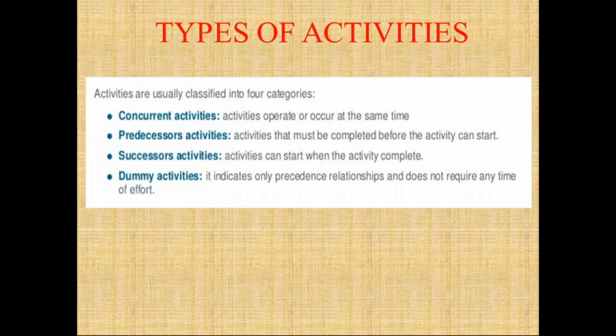And what are the various types of activities? Activities are usually categorized into four types. First one is the concurrent activities, activities that operate or occur at the same time. Predecessor activities, activities that must be completed before the activity can start. Next is the successor activities, activities that can start when the activity is completed. Next is the dummy activity, it indicates only a precedence relationship and does not require any time or effort.